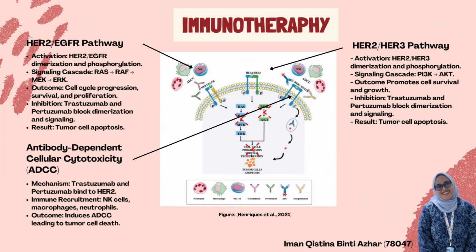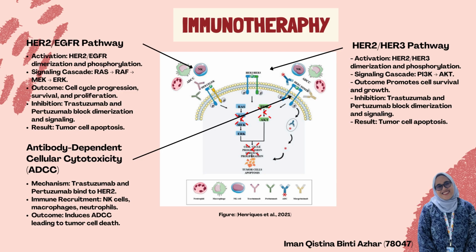Let's examine the key pathways involved. The HER2 or EGFR pathway is activated by HER2 and EGFR dimerization and phosphorylation. It promotes cell cycle progression, survival, and proliferation. It is inhibited by HER2 targeted antibodies. The HER2 or HER3 pathway is activated by HER2 and HER3 dimerization and phosphorylation. It promotes cell survival and growth, and is also inhibited by HER2 targeted antibodies.